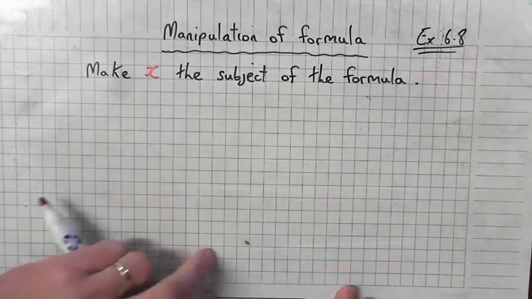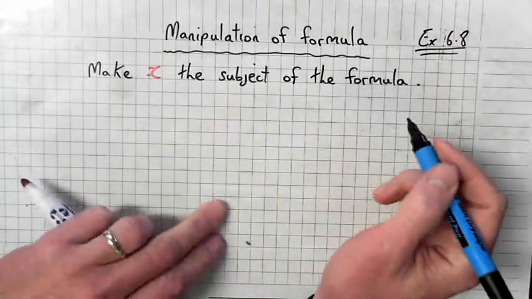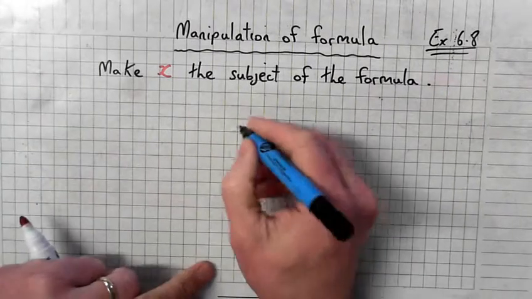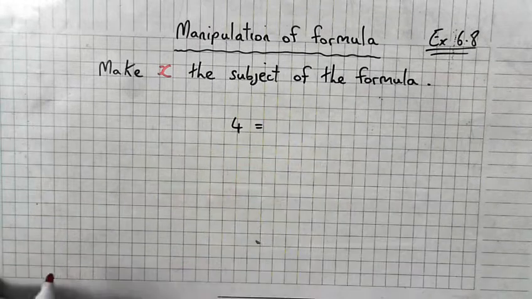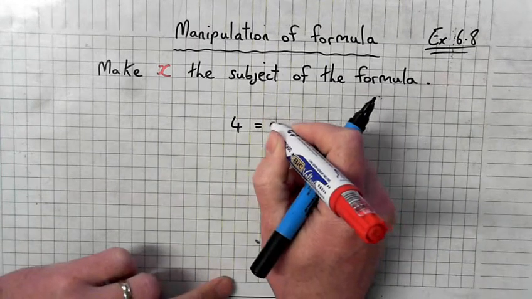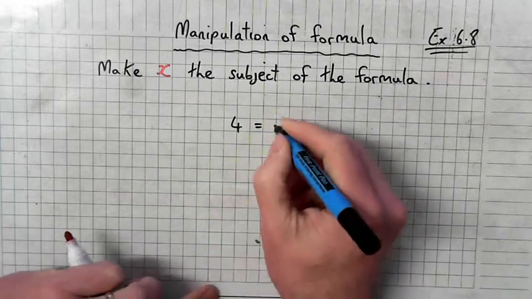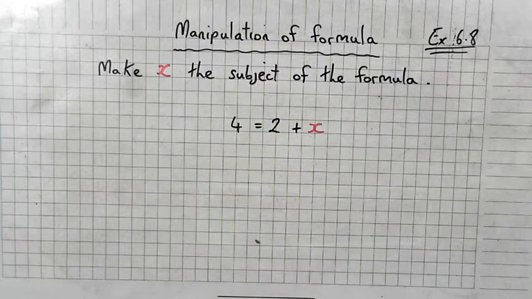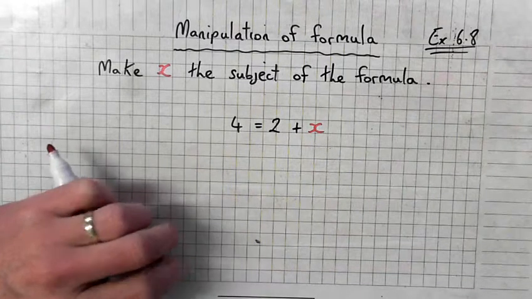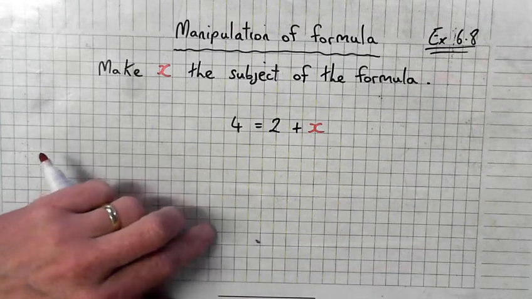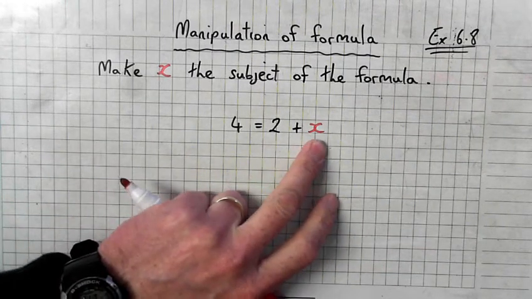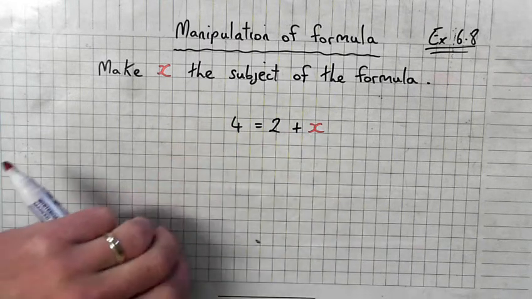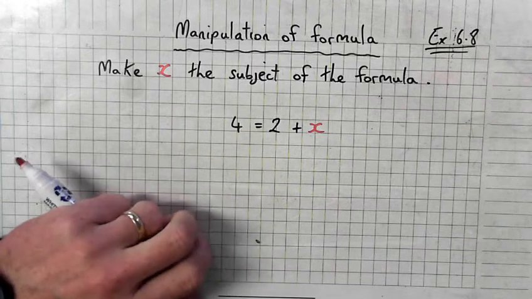So, manipulation of formula. What does make x the subject of a formula mean? Watch this. We'll keep it nice and simple. 4 is equal to, let's say, 2 plus x. Make x the subject. If you're the subject of conversation, that means everybody's talking about you. So make x the subject simply means, will you please move x to the left and make the formula as easy as possible.